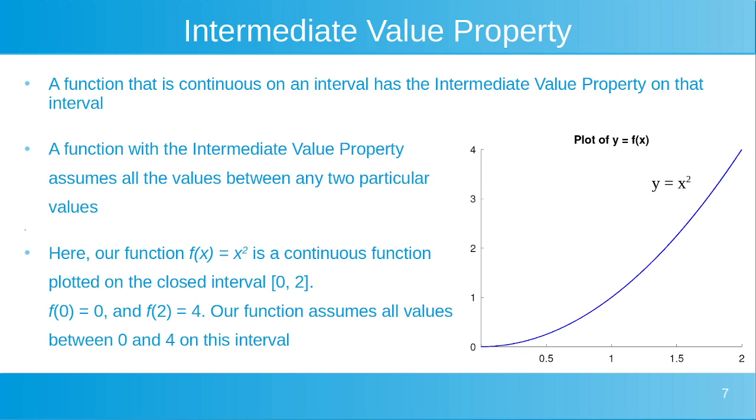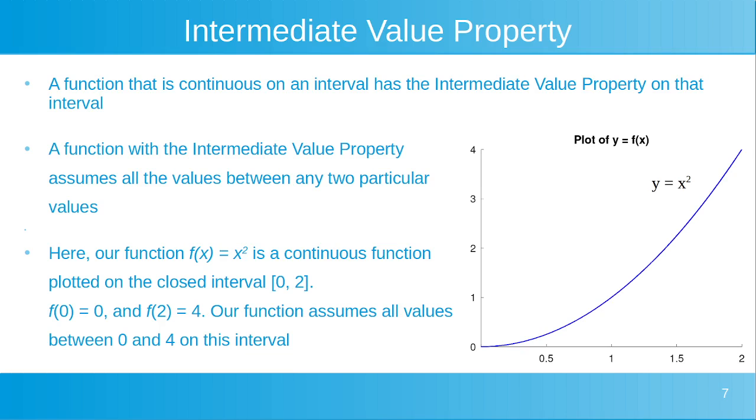To help us explain and prove that theorem, we now introduce the intermediate value property. A function that's continuous on an interval has the intermediate value property on that interval. A function with the intermediate value property assumes all the values between any two particular values. To help us to explain this, we're going to use an example.